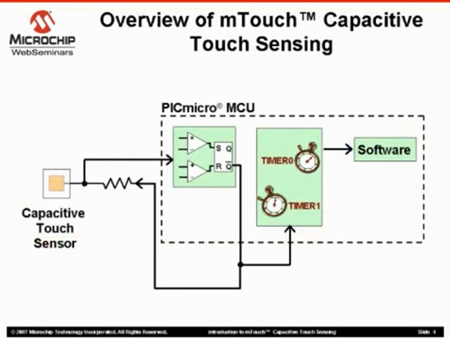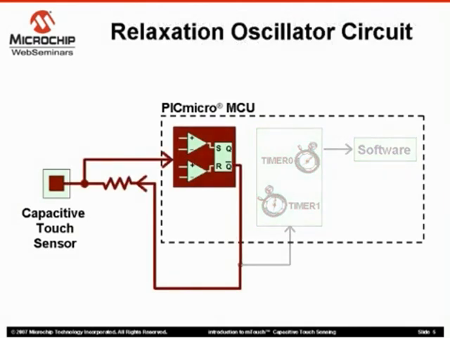So how exactly do we implement mTouch capacitive touch sensing? If we look at a simplified block diagram of an mTouch system, we can identify some main components. First, we have the touch sensor itself. As the capacitive touch sensing name implies, this sensor will produce a varying capacitance that will interact with a relaxation oscillator circuit. When the capacitance from the sensor changes, for example when touched by a finger, the oscillator's frequency will change.